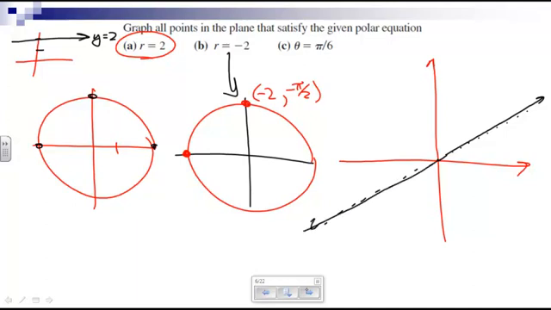So that line would satisfy the polar equation theta equals pi over 6.